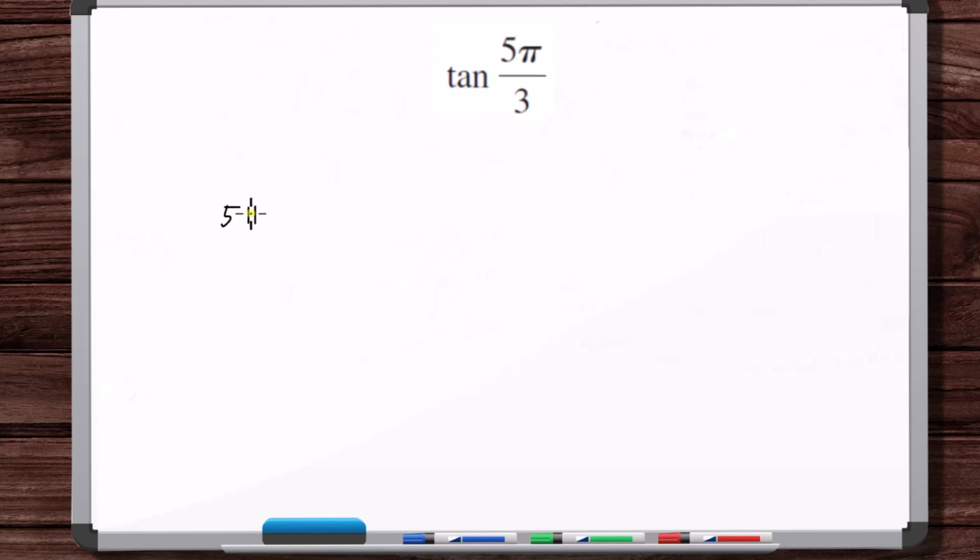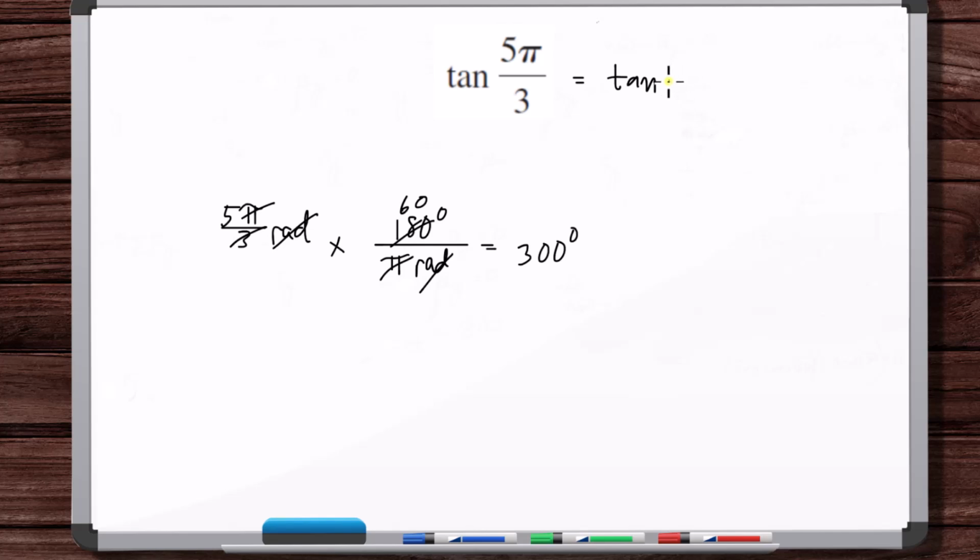Okay, what is 5 pi over 3 in degrees? Since we're doing so many of these, let's go ahead and just use 180 degrees for every pi radians. 60 times 5 is 300 degrees. So we're looking for the tangent of 300 degrees.